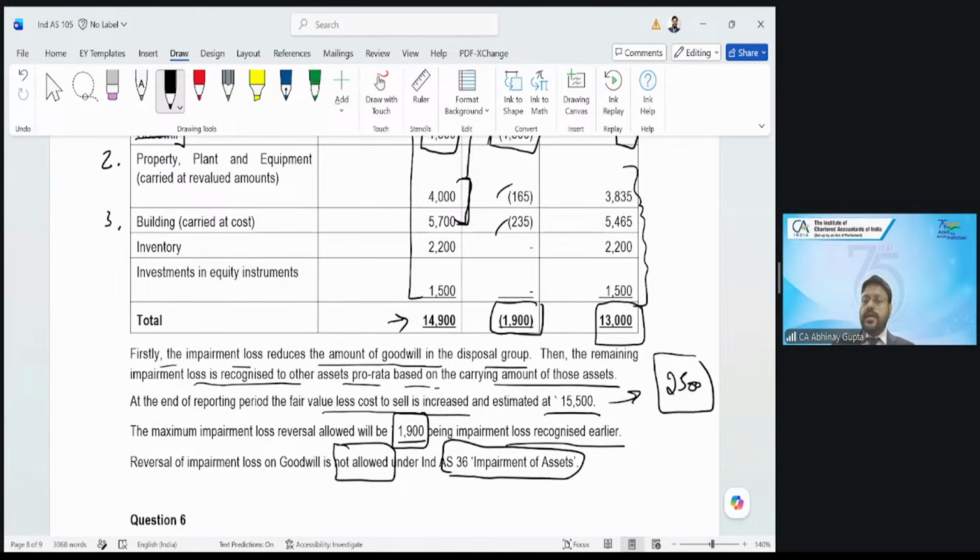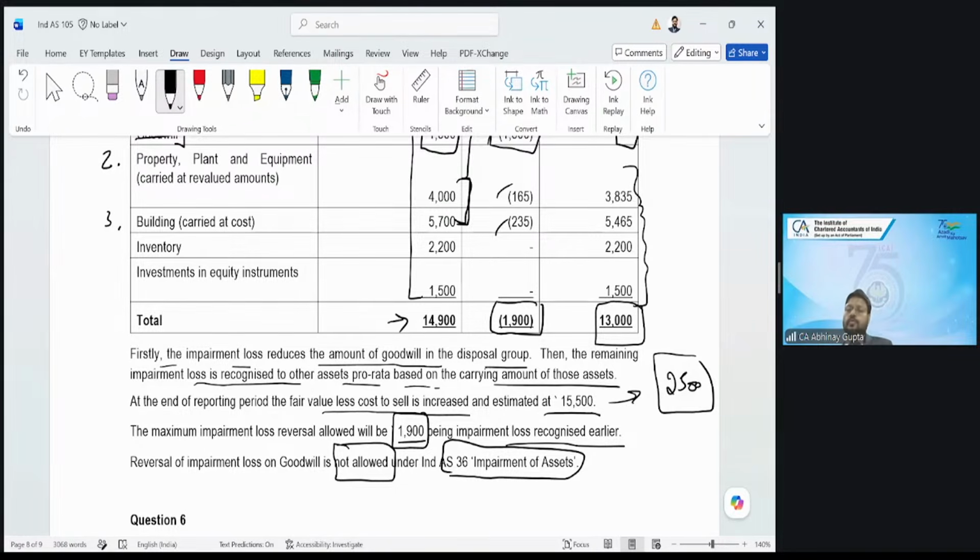So because we are seeing that as per the revised fair value less cost to sell, the gain is 2500, but we will not recognize the entire 2500, and we will restrict it to 1900, the original loss on the classification date which was recognized, number one. Number two, because this loss had already been applied on the individual assets to revise their carrying amounts, including one of the assets in the group, goodwill.